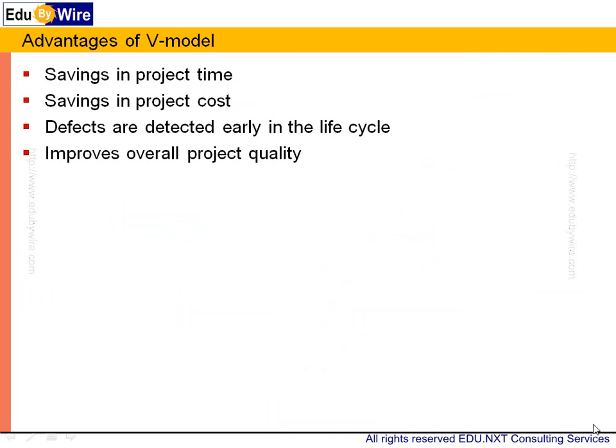Now let us understand what are key advantages of V model over waterfall model. Main advantages are V model results into savings in project delivery time. So the time required to deliver the project is reduced. It also results into saving in project cost. How it results into saving in project cost? It results into saving in project cost because the defects are detected early in the life cycle. And because defects are detected early in the life cycle, the cost of fixing that defect is less.